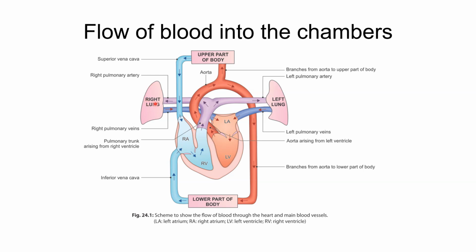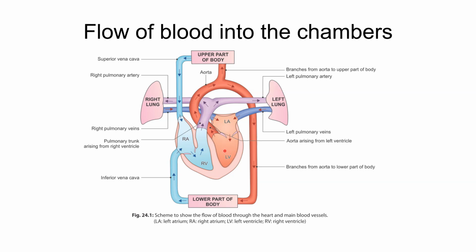And then the oxygenated blood from the right and left lungs reaches the left atrium through the pulmonary veins. There will be two pulmonary veins on each side, two pulmonary veins on the right, two on the left. They open into the left atrium, and from the left atrium the oxygenated blood will reach the left ventricle by passing through the bicuspid orifice.